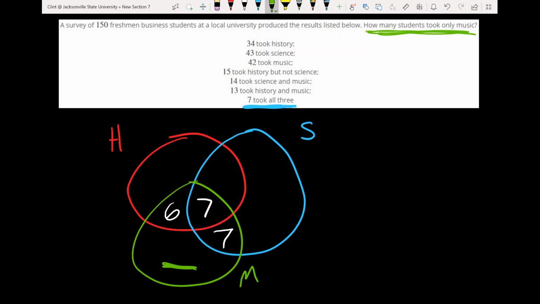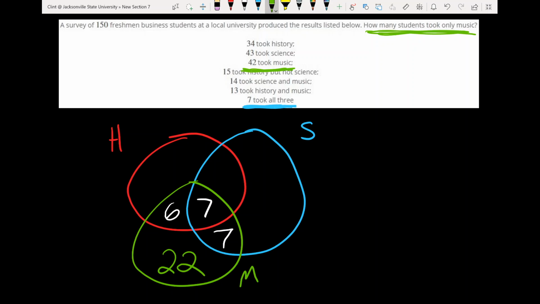But let's look. It tells us that 42 took music. Okay, so we can do 42 minus how many we have in here so far? 13, 20. We got a total of 20 accounted for already in these 3 pieces that we've got filled out. So we do 42 minus 20 leaves us with 22 out here that took only music.